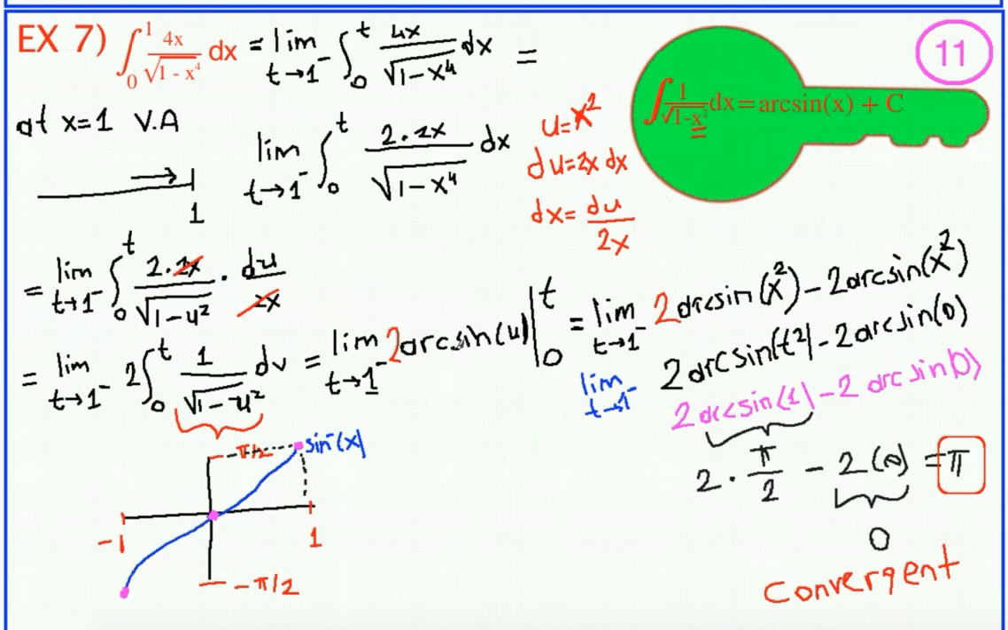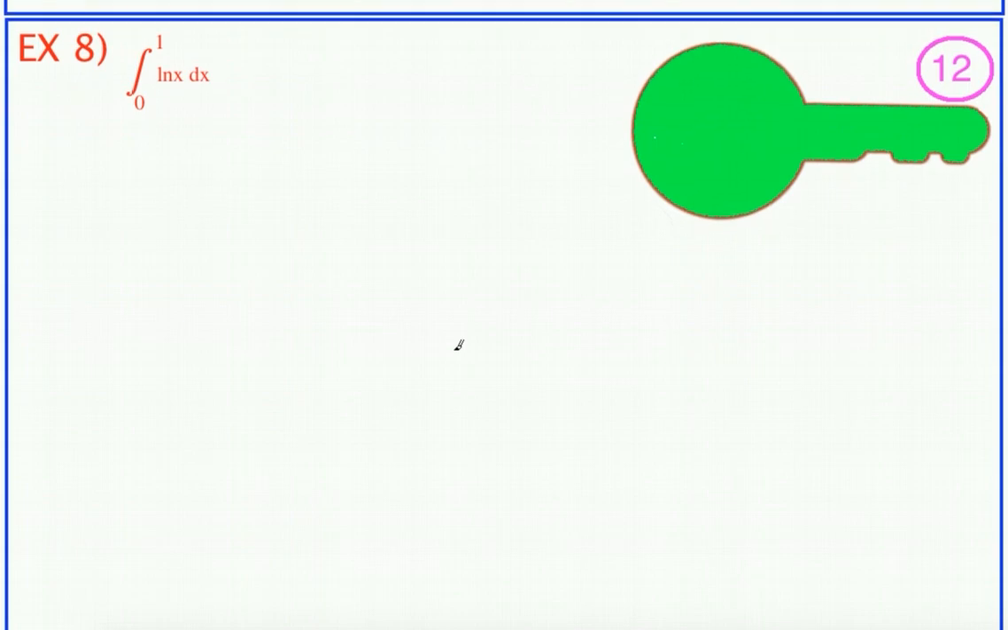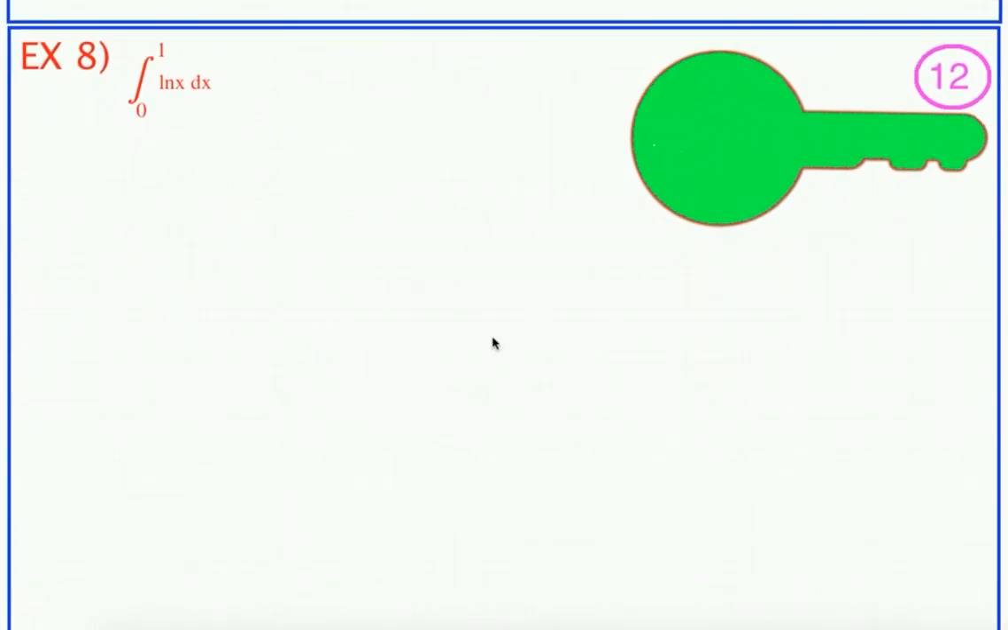Okay, let's go to the next question. Question number 8. In this question, what makes our integral improper? Let's observe. We don't have infinite boundaries. Let's check if there is any value that makes the function undefined. Here our function is ln of x, and ln of x cannot take the value 0. ln of 0 is undefined. So at x equals 0, we have a vertical asymptote.